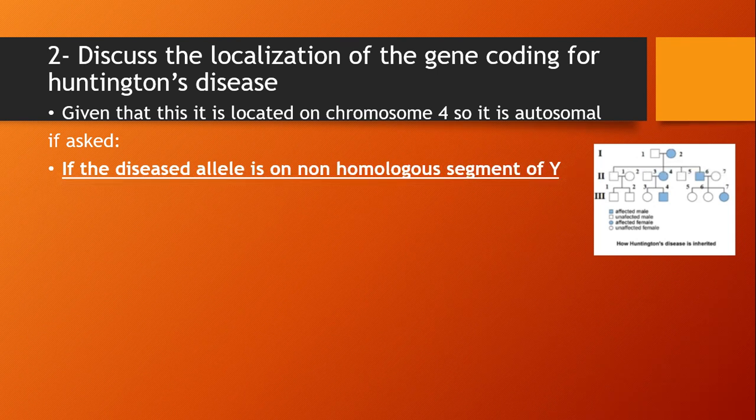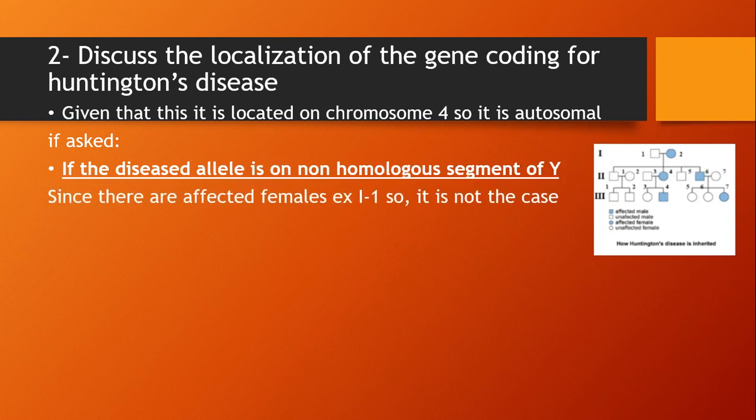Now we are going to refer to the pedigree to try to figure out the localization of the gene. First of all, if the diseased allele is on the non-homologous segment of Y, clearly we wouldn't have found the females 1, 2, 2, 4 and 3, 7 affected, because they do not have any Y chromosome. So this will be an enough clue.